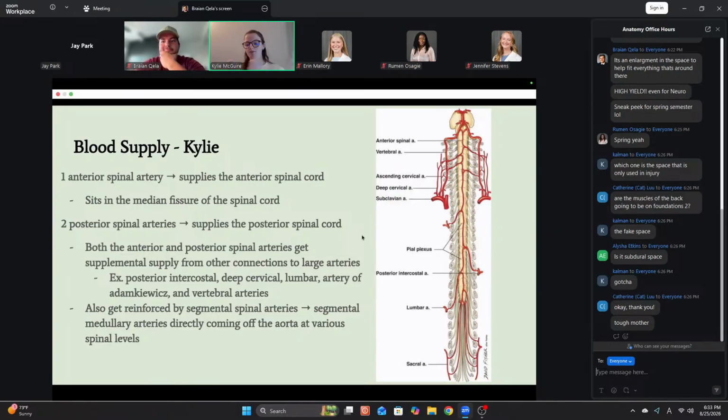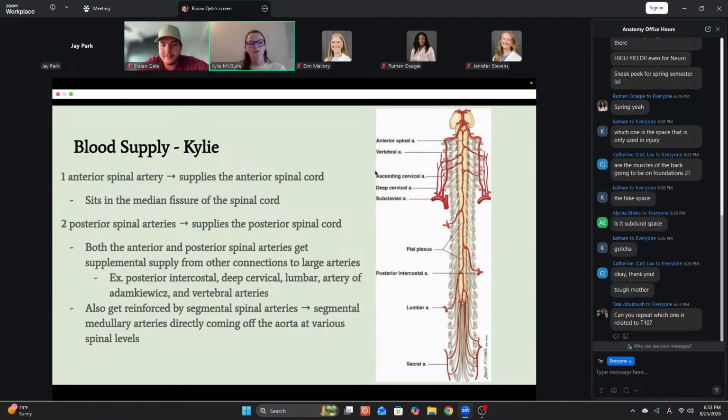The segmental spinal arteries come off the spinal artery, so either the anterior or the posterior spinal arteries. The segmental spinal arteries become the segmental medullary arteries. And those all kind of connect straight off the aorta to the ones that supply the anterior and posterior spinal. So it's kind of a hodgepodge, but if you draw it out, you see that T10 is your belly button.